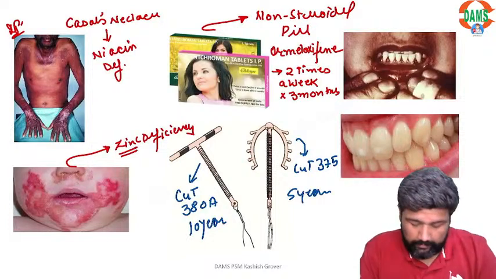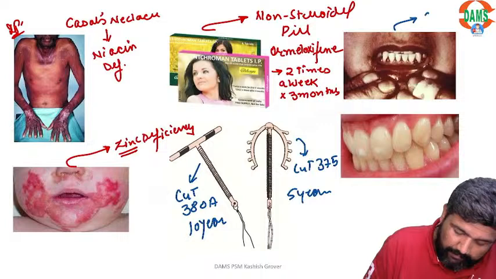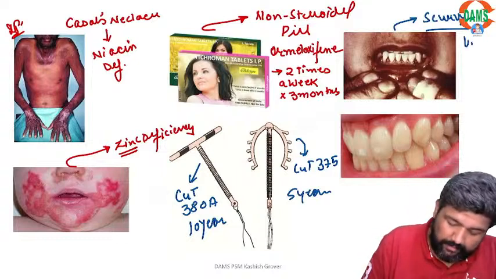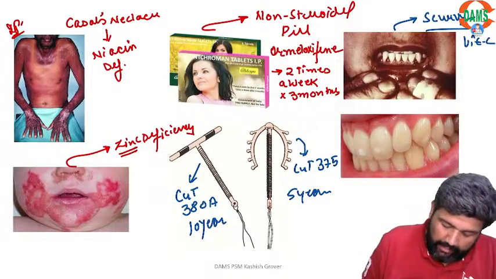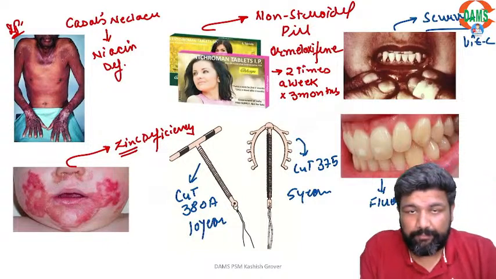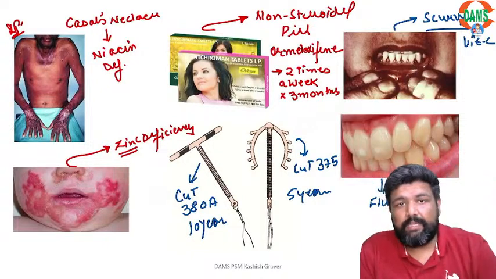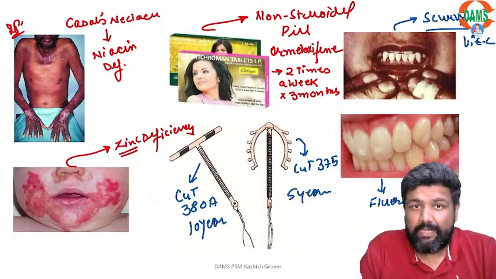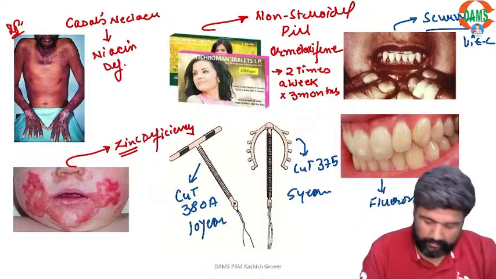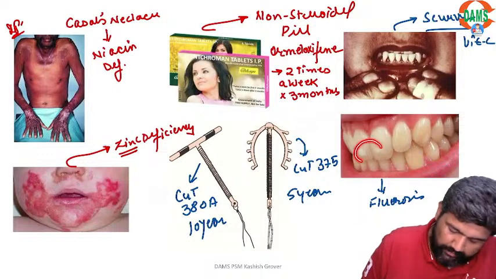Good beta, very good. Now this is scurvy, and this question was asked in NEET-PG 23. This is because of vitamin C deficiency, and this is fluorosis. Fluorosis is best seen as mottling on the upper central incisor, as you can see here.